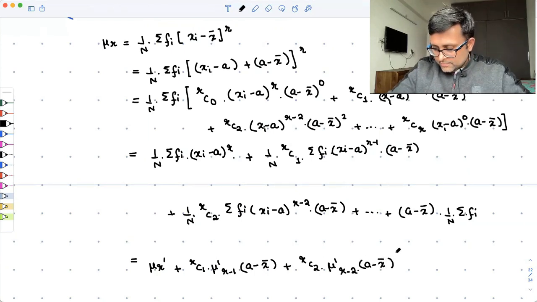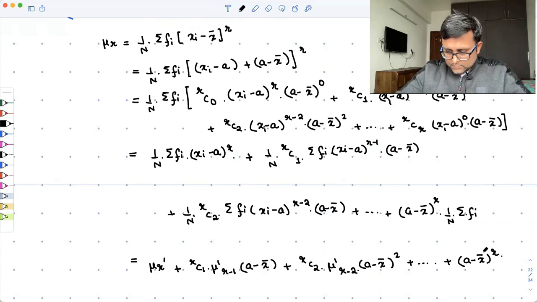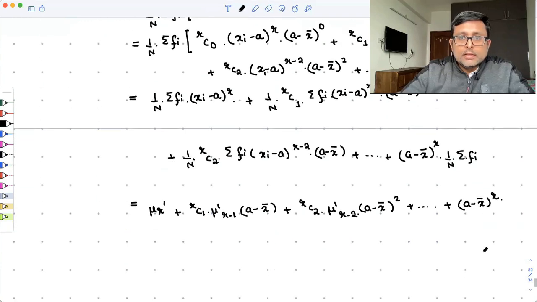squared, right? Here this will be r. This is going to be r, and so on to this thing, and so on to this thing. Are you with me? And so on to this thing. Okay. This is what your mu r is.